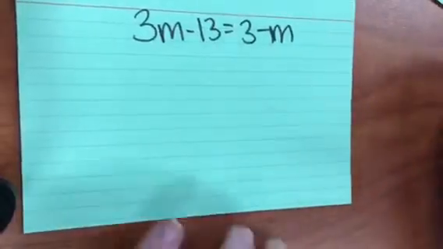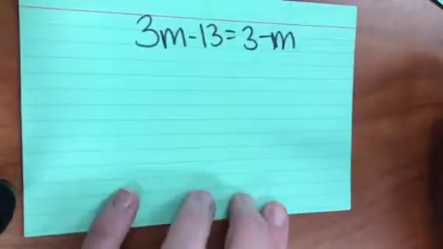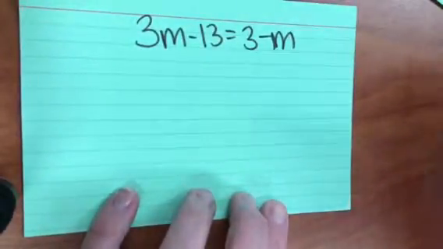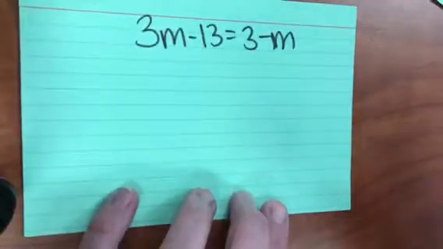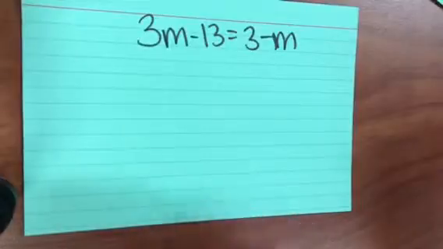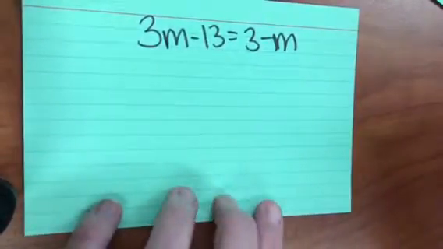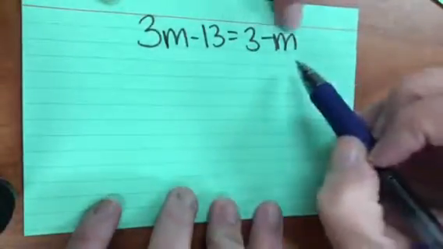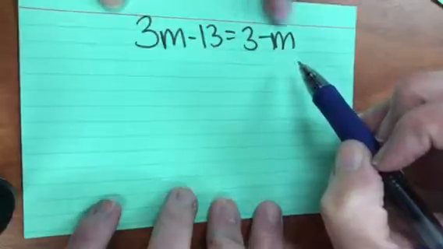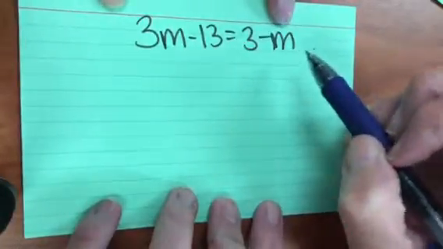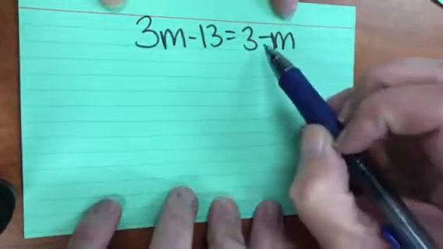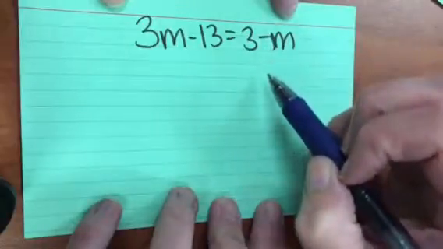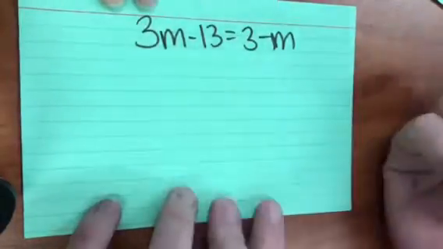So let's talk about what these steps mean. I have 3m minus 13 equals 3 minus m. There's a variable on both sides. So what the first step said to do was eliminate the variable on one side. I can either get rid of this one over here, or this one over here. I think I'm going to get rid of this one. Because it's a subtraction, and subtraction I can add to get rid of it, and then I don't end up with a negative variable.